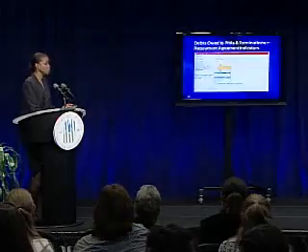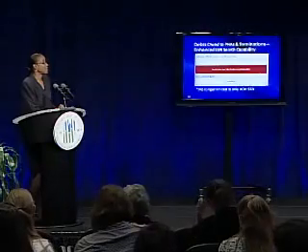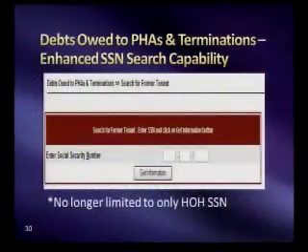See how simple the system is? If you can click, you can get it, okay? Click and get it. It's that simple. You don't even have to read the manual. It's self-explanatory. Okay. Also, here's your debts owed to PHA's enhanced SSN search capability. Notice that now it says enter Social Security number. Before it said enter HOH, or head of household Social Security number, and then you simply click on get information. So you're no longer limited to the head of household SSN search only.